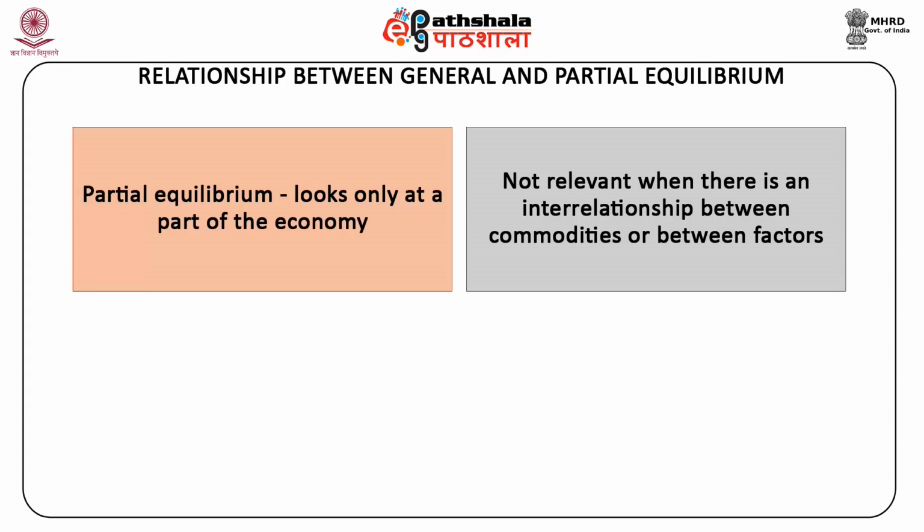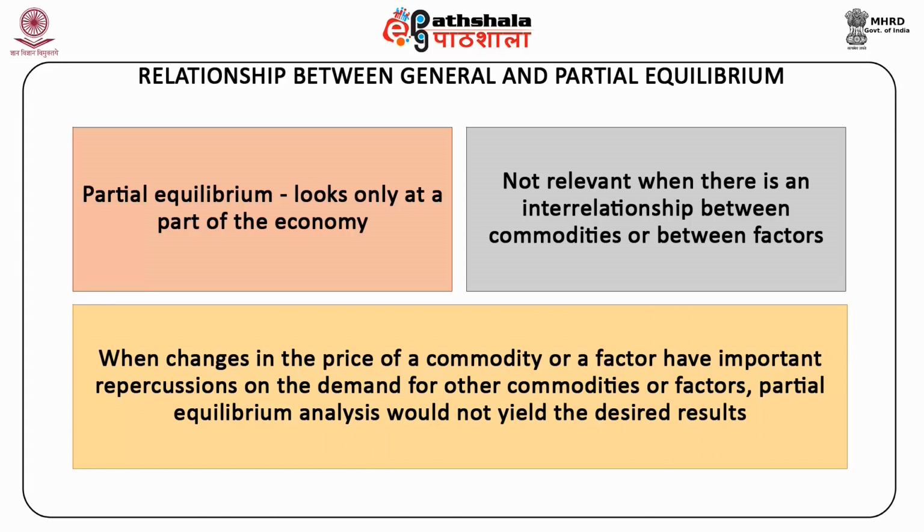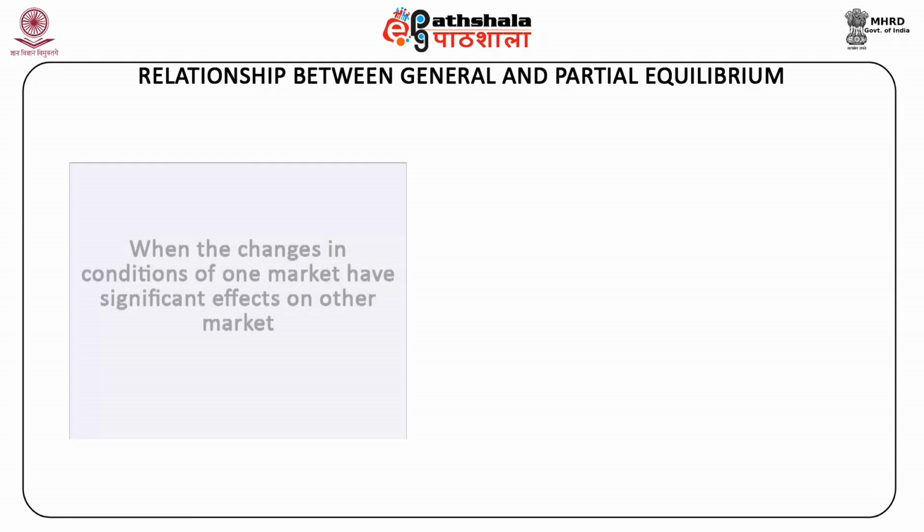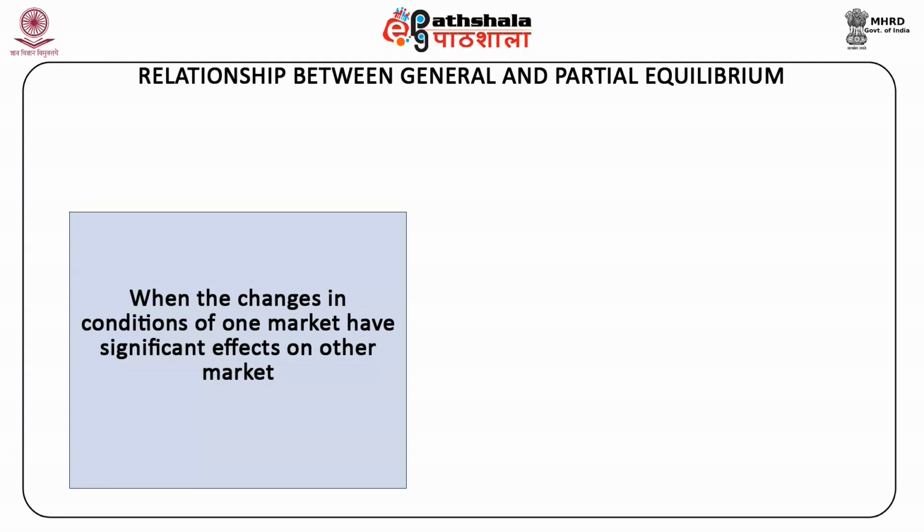factors. Thus, when markets for various commodities and factors are interdependent, that is, when changes in the price of a commodity or a factor have important repercussions on the demand for other commodities or factors, partial equilibrium analysis would not yield the desired results. However, when the changes in conditions of one market have significant effects on other markets, general equilibrium analysis should be used.